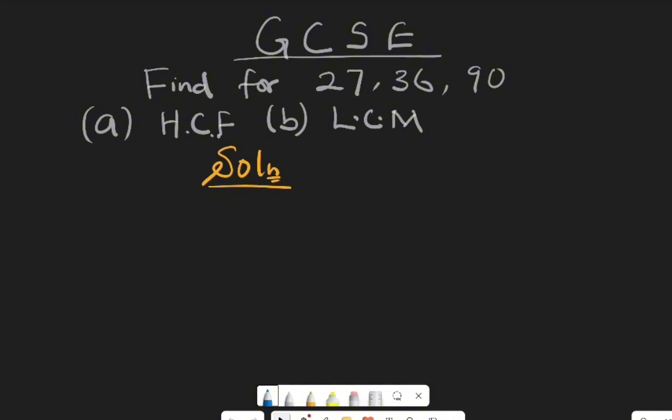Today we are going to solve GCSE Mathematics topic HCF and LCM. Let's solve this question. It says find for 27, 36, 90: A, HCF and B, LCM. What we do here, we use the prime factorization method.